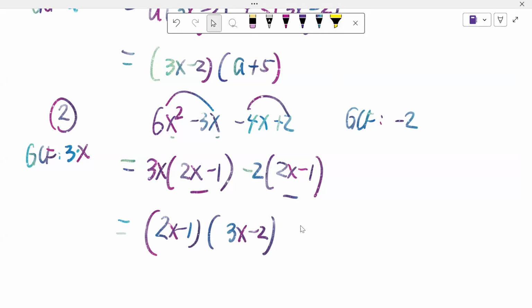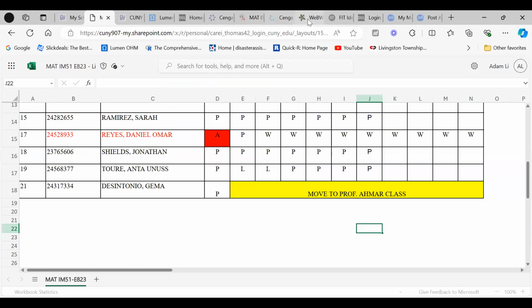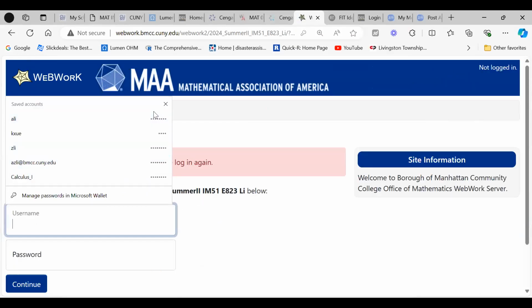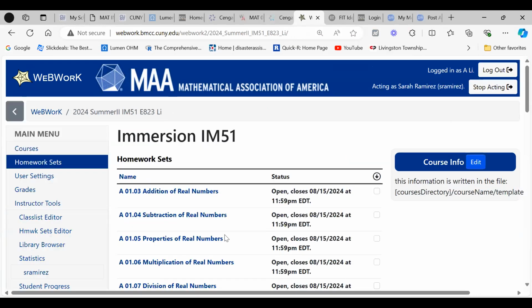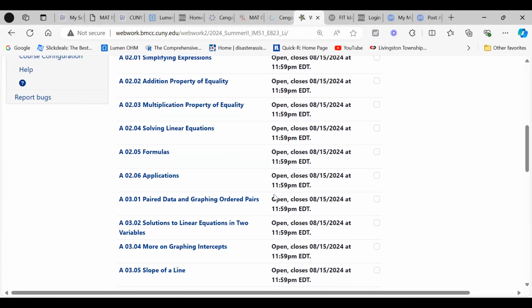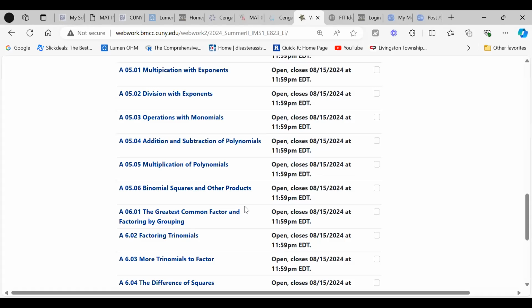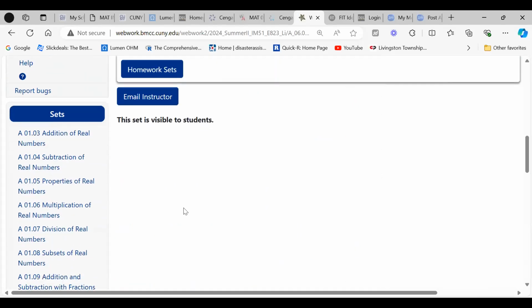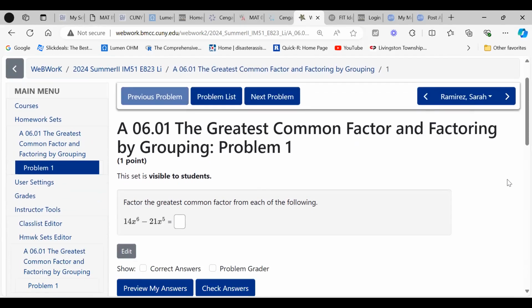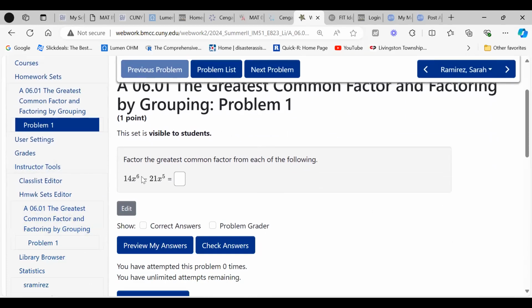Let's go back to the book and also let's take a look at the questions there. Section 6.1. We are in 6.1 right now. So let's look at this one. Questions, yeah. Yep. Let's start with this one. You guys try this one. Factor by GCF.